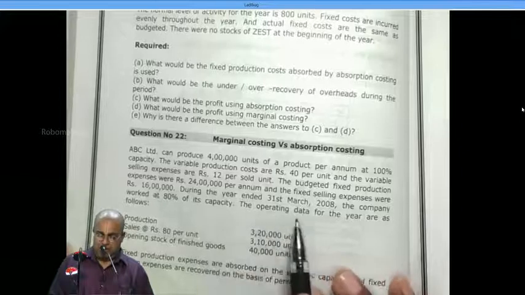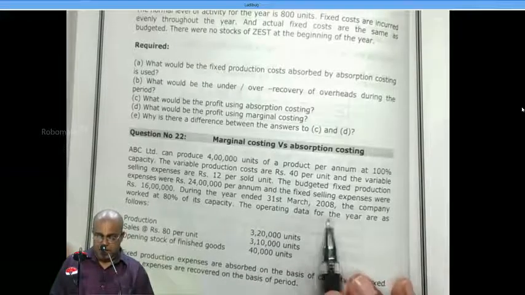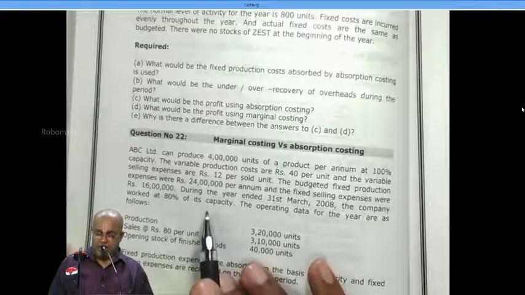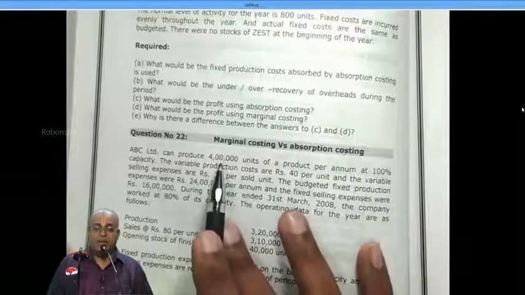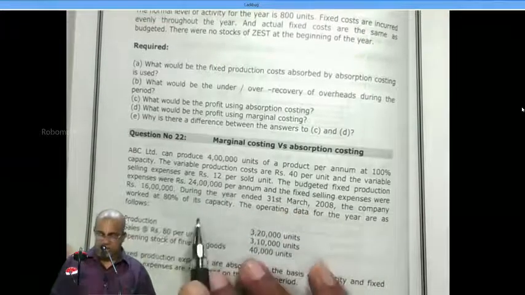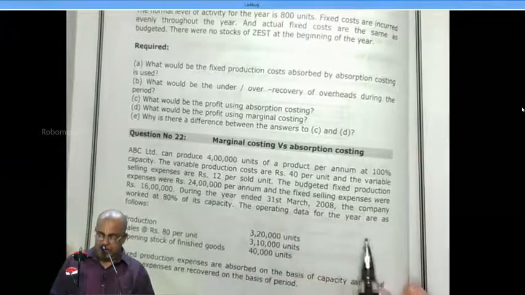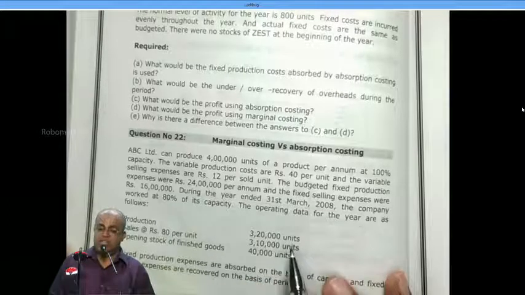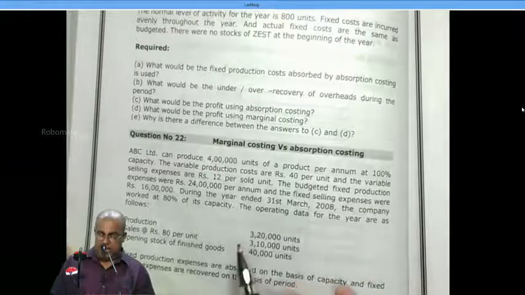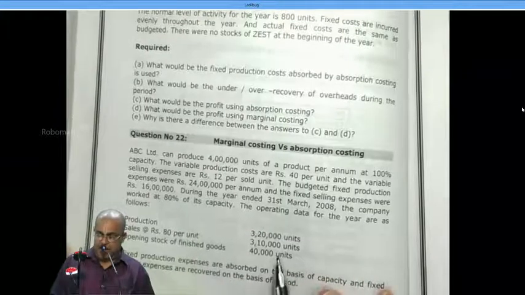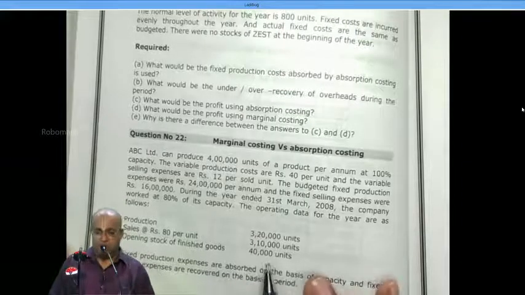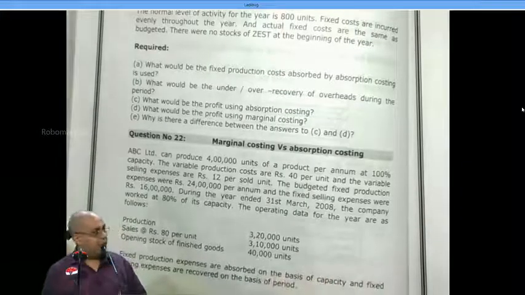During the year ended 31st March 2008, the company worked at 80% of its capacity. Tell me, what is the actual capacity? 3,20,000 units. Respond, yes or no? It was 80% of its capacity. The operating data are as follows. Production 3,20,000 units. Already we know it. Sales 80 per unit, 3,10,000 units. Opening stock of finished goods 40,000 units. Can I proceed now?